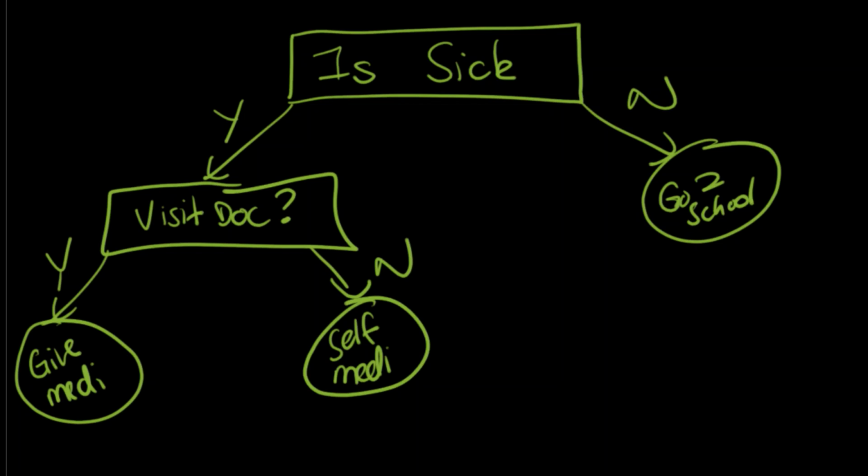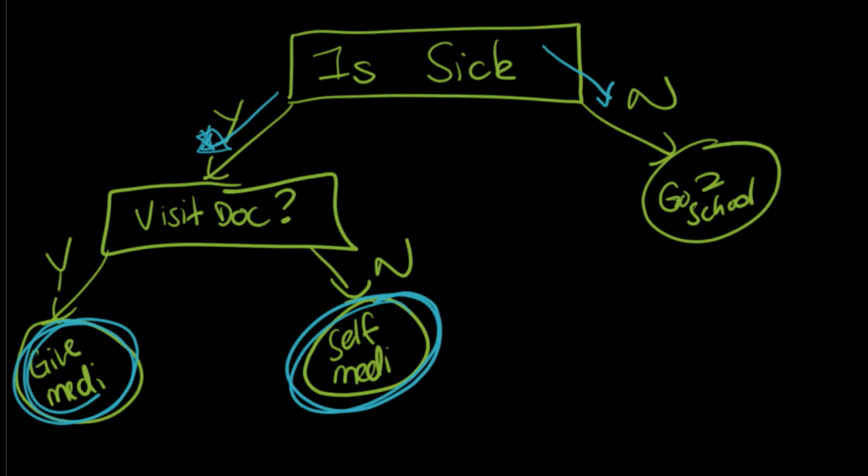So this is basically an overview, a quick understanding of a decision tree. Simple concept, easy to understand, easy to interpret. You ask your first question at your root: am I sick? No, you will go to school. I am sick: either I go to the doctor or I don't. If I visit the doctor, he will give me medication. If I don't, I will self-medicate. And that essentially represents a decision tree.